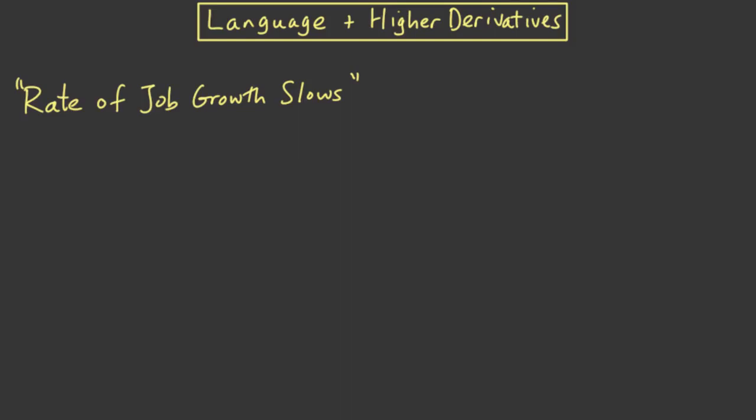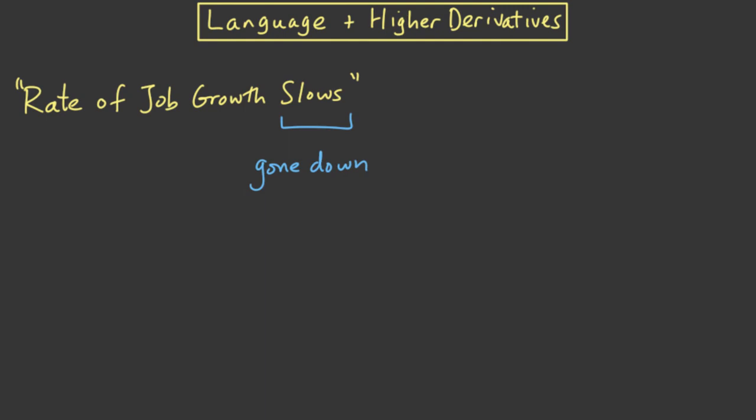Let's take a really close look at this headline, "Rate of Job Growth Slows." We'll start with the word "slows." You hear that and you think, this isn't so good for the economy. So something has gone down. But what exactly?